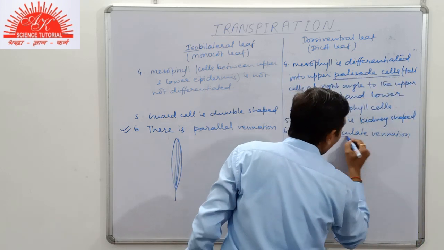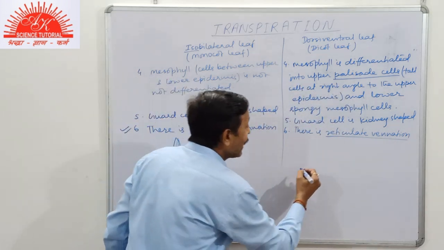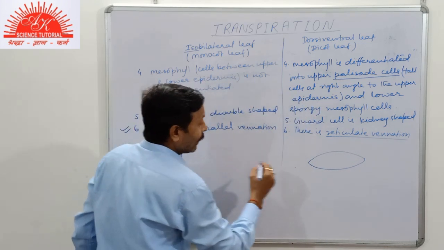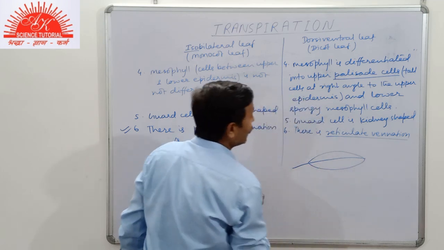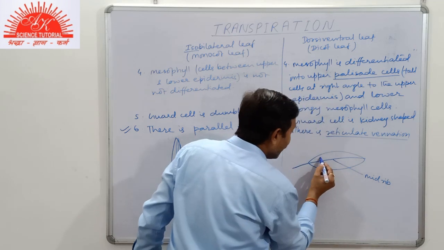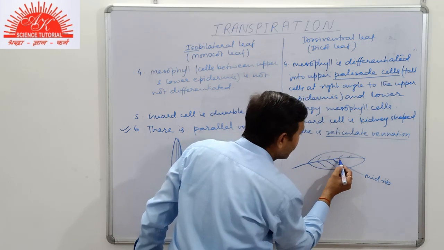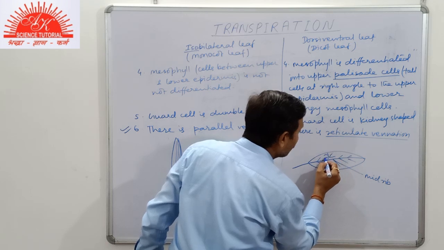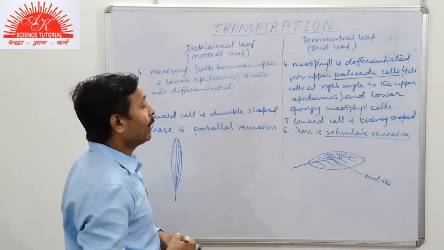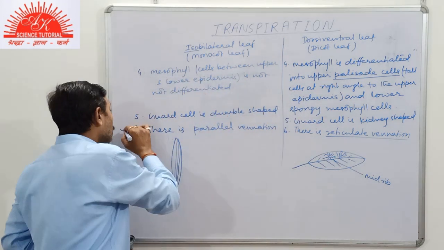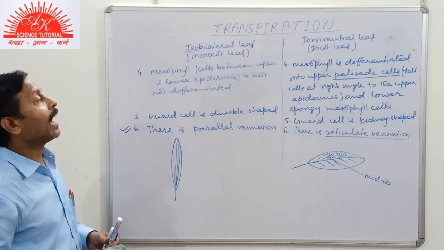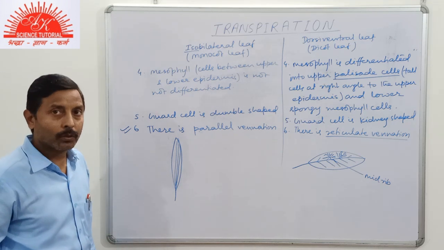Reticulate venation. By observing this one, you will be able to identify the type of leaf. Unlike the other one, here the petiole continues in the middle. That is called midrib. And from here there are branches, with further branches forming a network-like structure. So this type of arrangement is called reticulate venation. This is the point by which you can observe and identify the type of leaf to be studied. Clear, student?